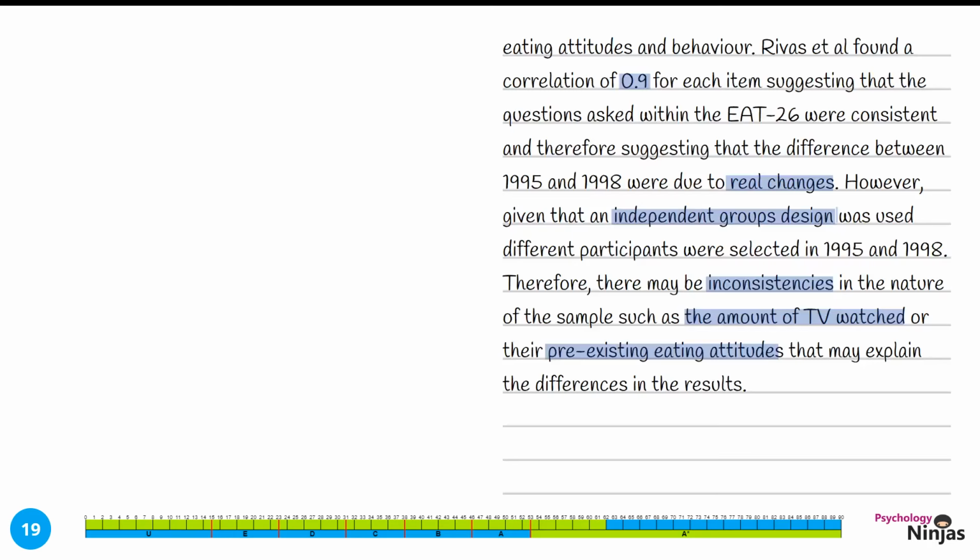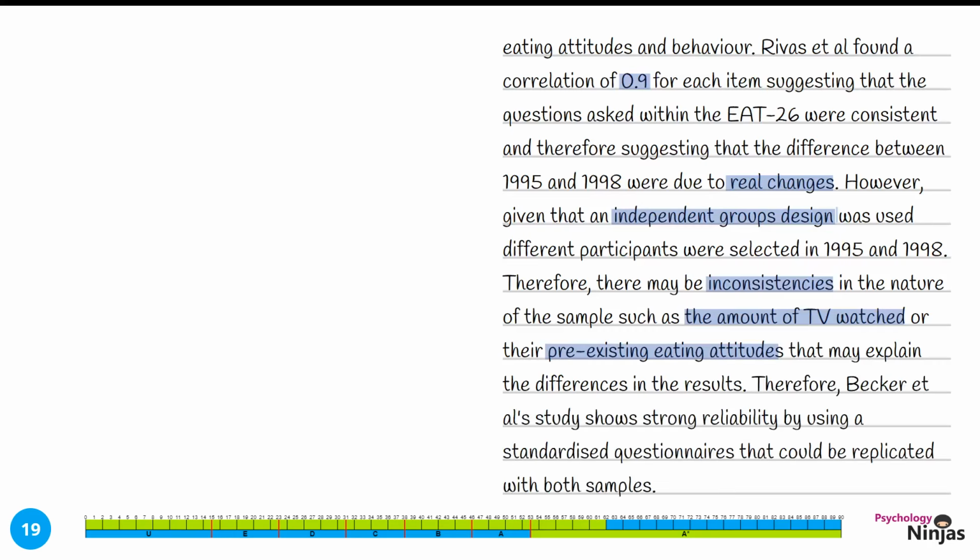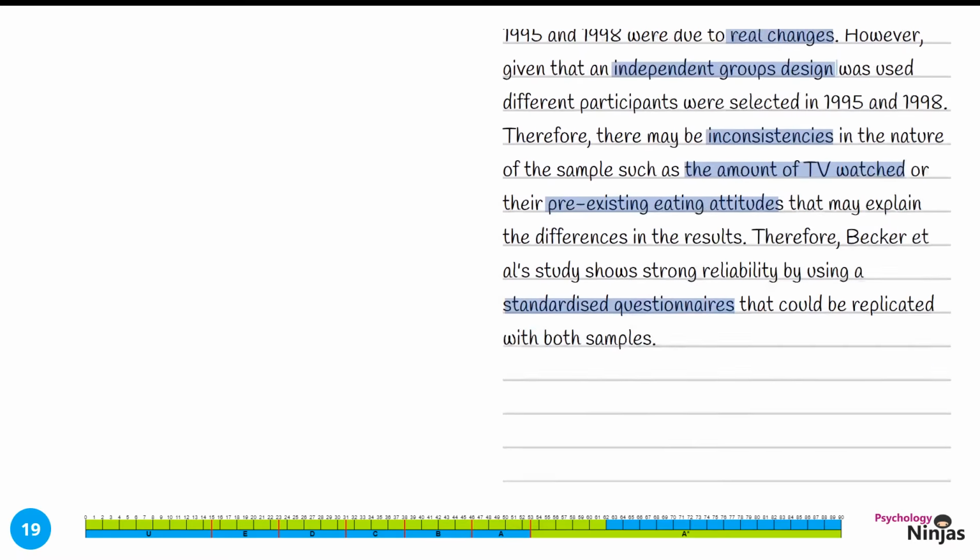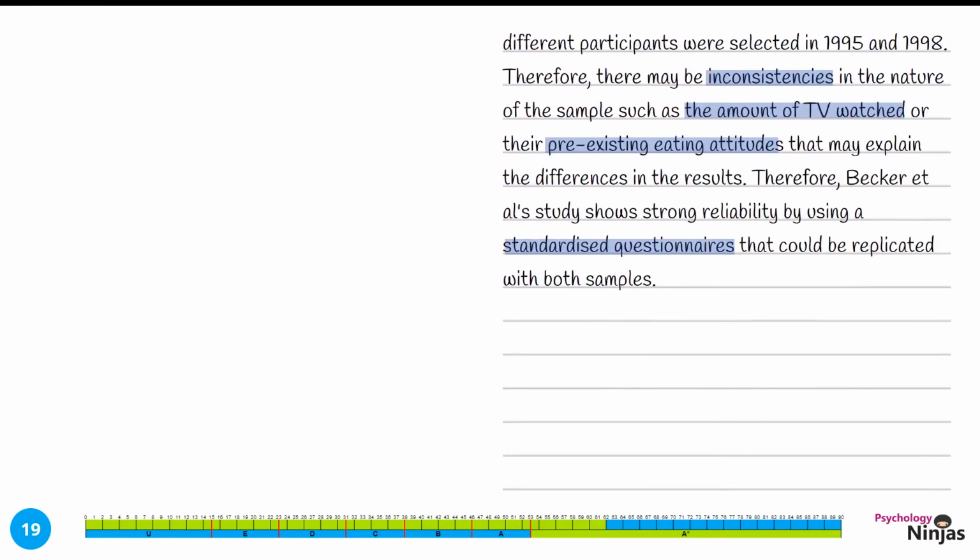To complete our paragraph, we want to give a judgment about reliability. Therefore, Becker et al. study shows strong reliability by using a standardised questionnaire that could be replicated with both samples. We've gone back to this idea of a standardised procedure and that this improves reliability of the study and enables replication. In order to move on with our essay, we're going back to our explanation once again, and we're going to focus on findings this time.